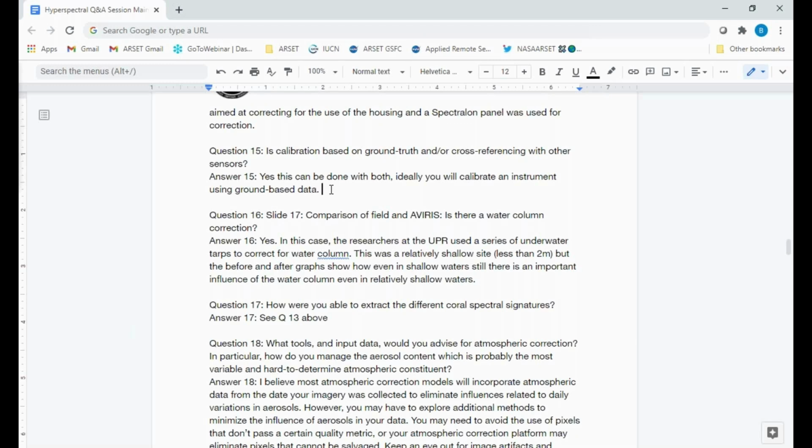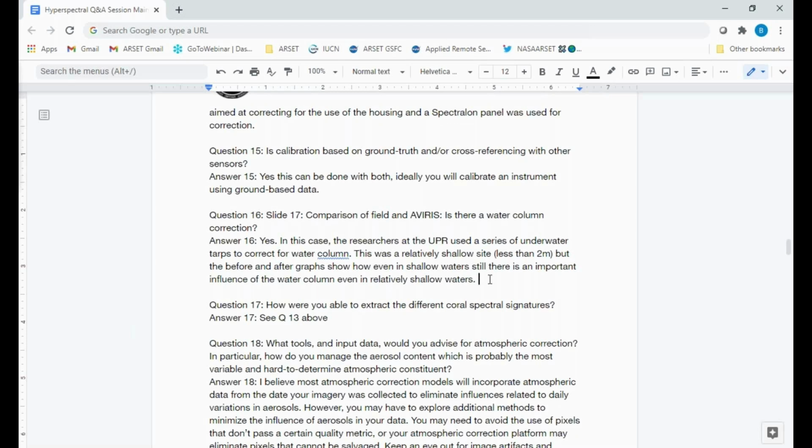In this case, the researchers at the University of Puerto Rico, the Biooptical Oceanography Lab, used a series of underwater tarps to correct for water column. This was a relatively shallow site, less than 2 meters. But when you look at the before and after graphs, you see how even in shallow, relatively clear waters in that area, there's still an important influence of the water column that you have to take into consideration when you do the analysis, particularly for benthic systems. Okay.